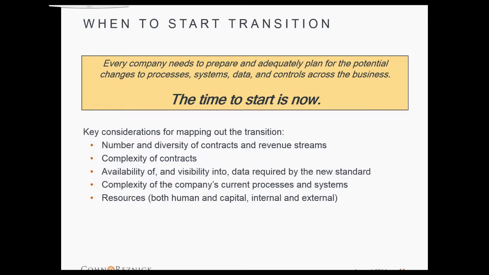Some other factors that may impact the complexity of the implementation and the corresponding time needed for a successful transition include the following: the number and diversity of contracts and revenue streams, the complexity of the contracts, the availability of and visibility into data required by the new standard, the company's current processes and systems, and finally resources, human and capital, external and internal. Clearly, organizations need to adequately plan for the potential changes to processes, systems, data, and internal controls across the business. Unfortunately, the only way to know how long it will take to implement the new standard is to start the process as soon as possible.